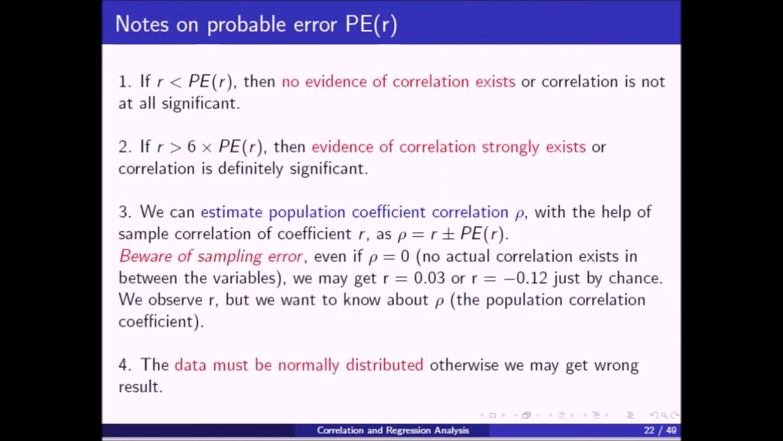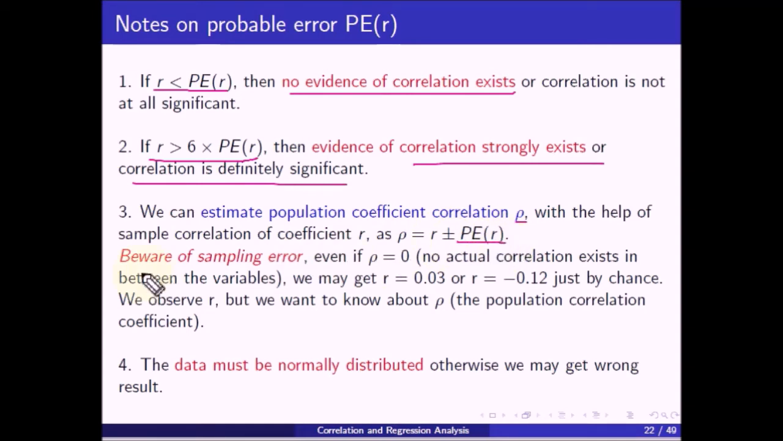We can see one thing: if r is less than the probable error, then no evidence of correlation exists, or correlation is not at all significant. If r is more than 6 times the probable error, then evidence of correlation strongly exists, or correlation is definitely significant. We can estimate the population coefficient of correlation rho with the help of the sample correlation coefficient r: rho is equal to r plus minus probable error.